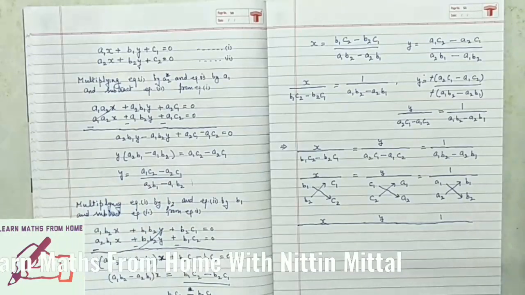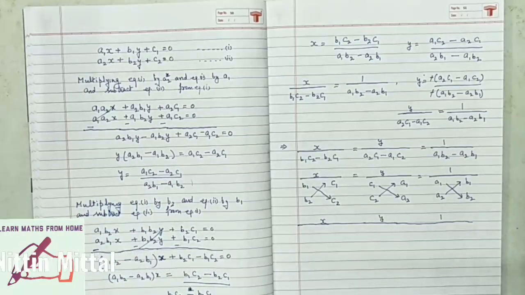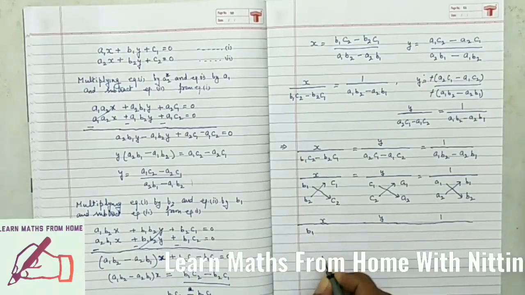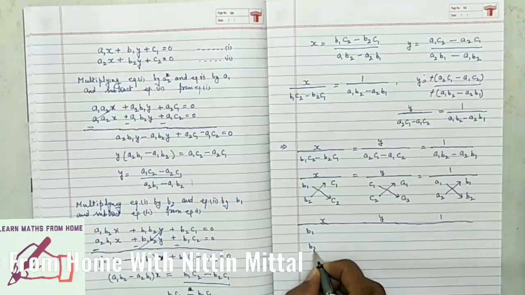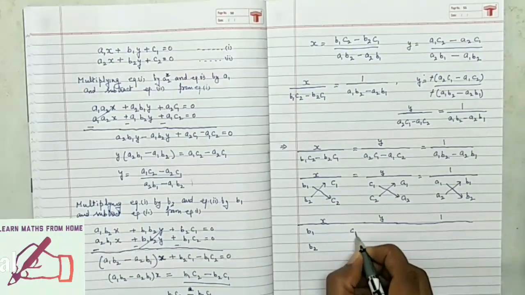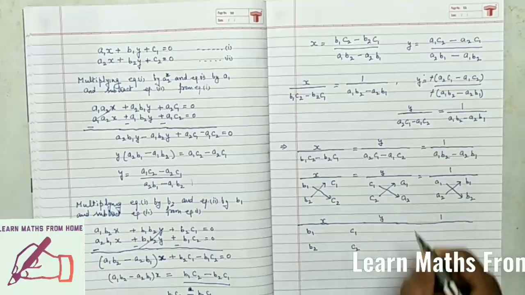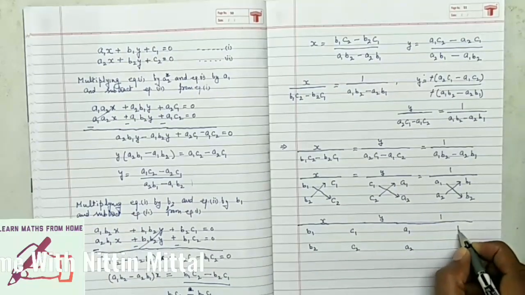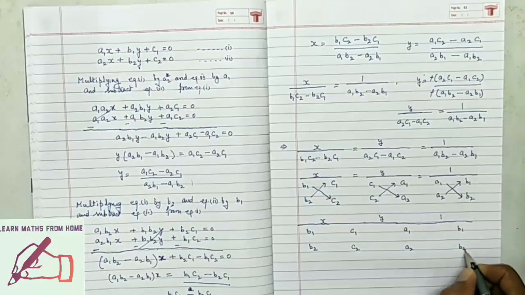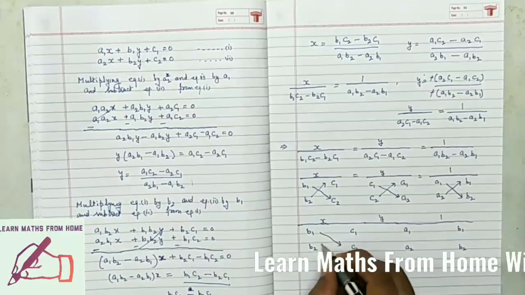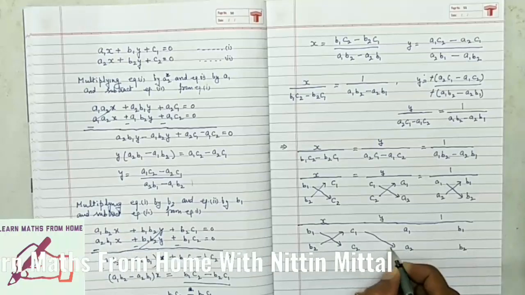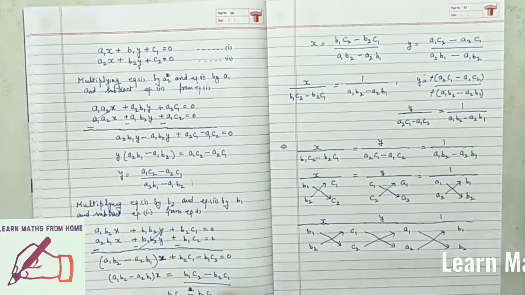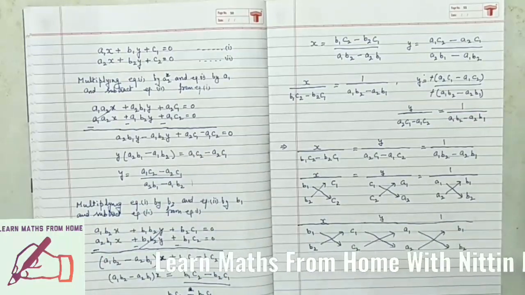But to make it easy for the students to understand, when mathematicians derived this method, they wrote like this: c1 c2, instead of writing 2 times, they wrote it only 1 time, and here they wrote b1 b2, and they put the crosses. You see, they wrote the result of x and y in this form.